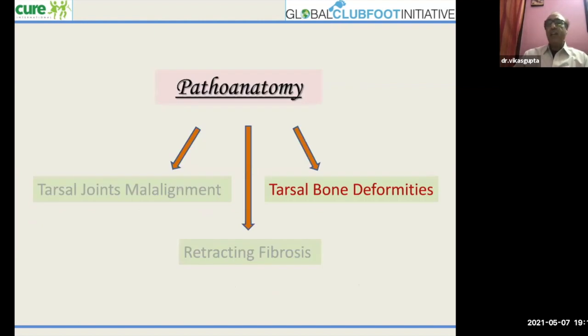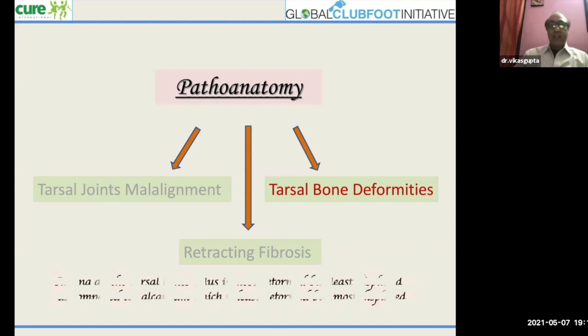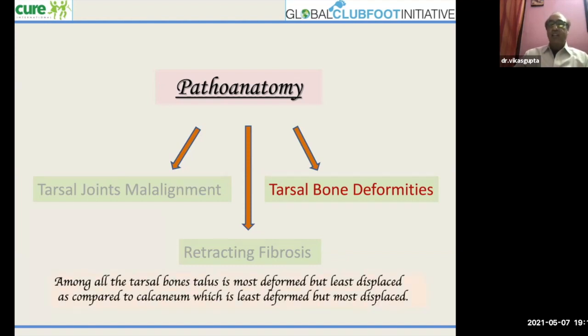Now coming to the tarsal bone deformities. There are many tarsal bones, but remember, among all the tarsal bones, the talus is the most deformed bone. But remember, it is least displaced as compared to the calcaneum, which is though least deformed but most displaced. So remember these golden lines, that the talus is the most deformed bone. So I'll discuss what the talus bone deformities are in a clubfoot.